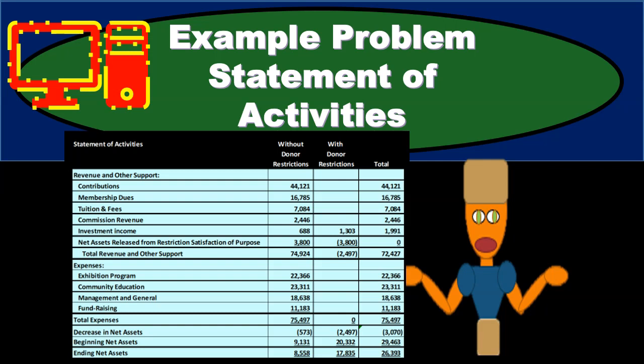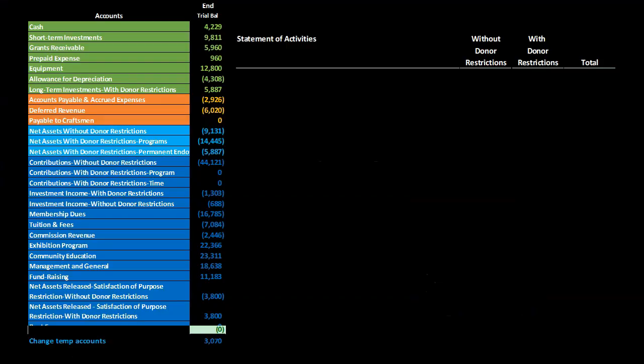In this presentation, we will continue on with our example problem related to a not-for-profit organization, a non-profit organization, this time putting together a statement of activities, the statement of activities being similar to an income statement in a for-profit organization. We're going to put together the statement of activities from the trial balance on the left, the statement of activities, what we will construct on the right.